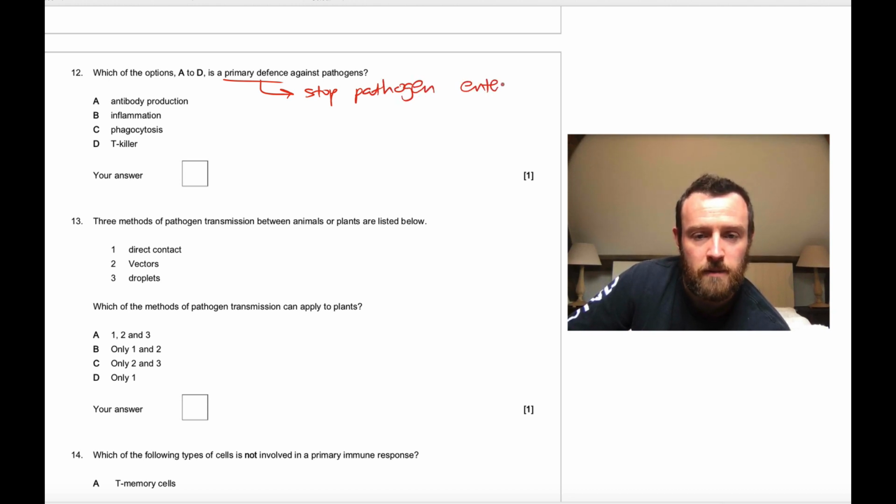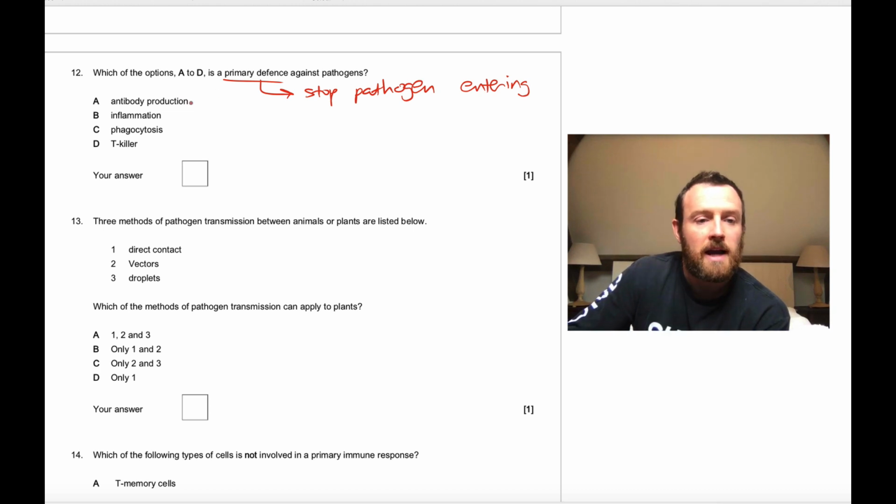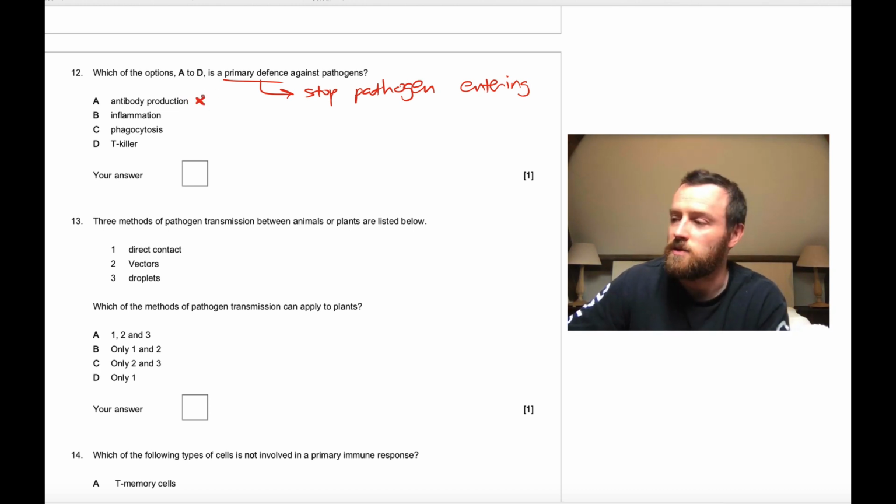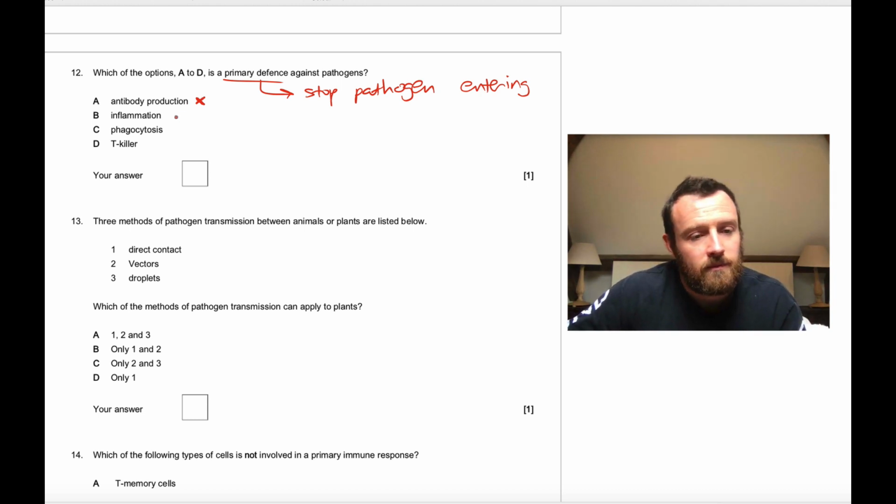And I'll tell you why this bugs me. Antibody production, no, because that only helps against things once they're already in the body. Okay, let's skip this one. It's this one, this is the answer, but let me tell you why it bugs me in a sec. Phagocytosis, no, because that's one thing that happens once pathogens get in the body. That's a secondary response with white blood cells. Once they detect pathogens in the body, they try and eat them.